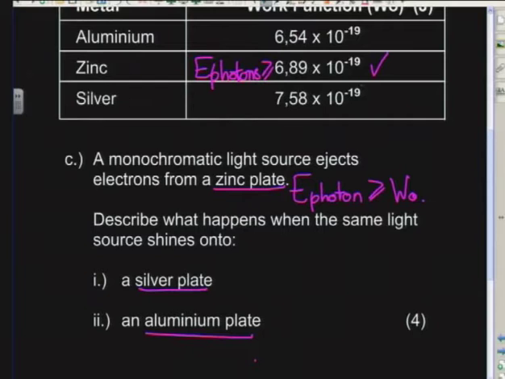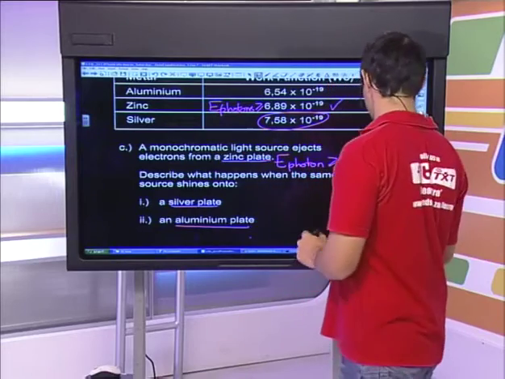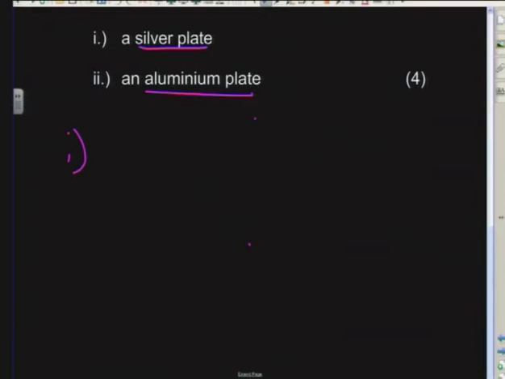A silver plate needs a lot more energy. Now, one of two things can happen on a silver plate. So the first option is that no photoelectrons, no electrons would be ejected. So no photoelectrons would be ejected. Now, why would that not happen?